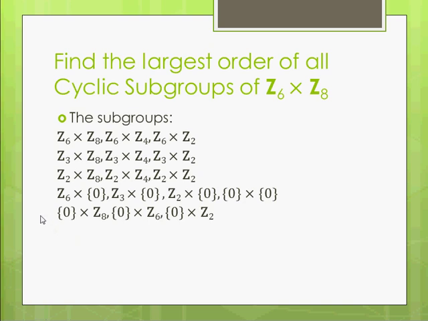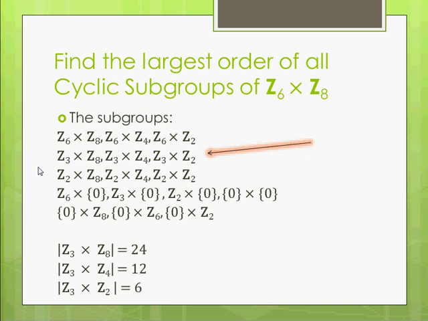So now can you find which of these groups are cyclic? I'll give you a hint. One of the rows, they're all cyclic. The others are not. And I hope you were thinking it was line 2. Notice these are all relatively prime to each other, so they're cyclic. And now what are their orders? 12, 24, and 6. So the largest is 24. So this is the largest order, the largest order cyclic subgroup of Z6 cross Z8.